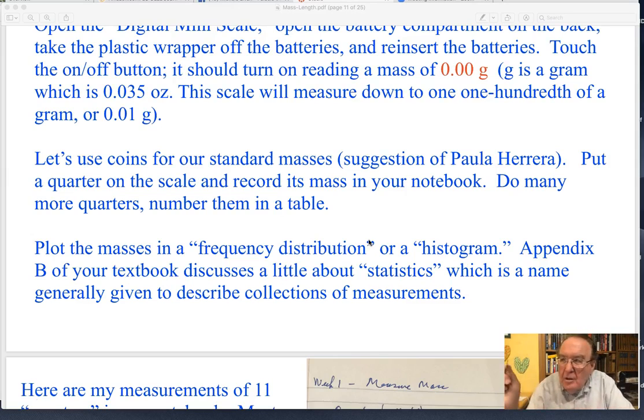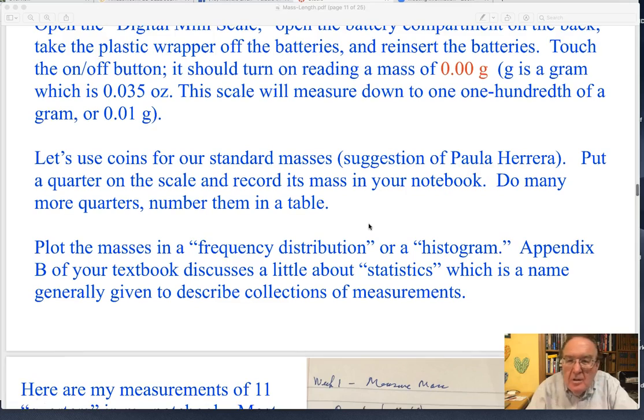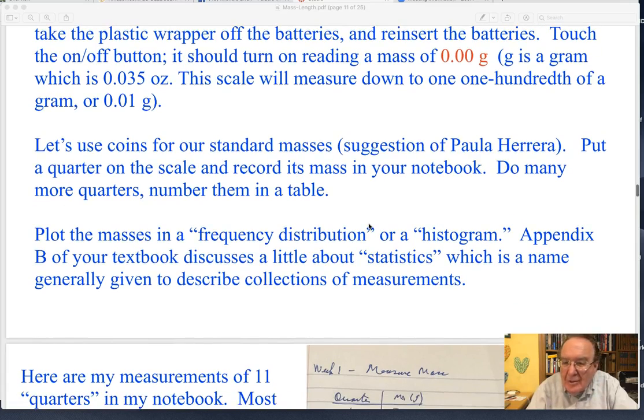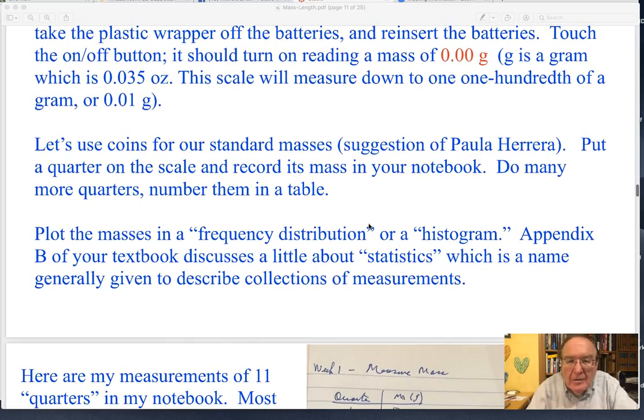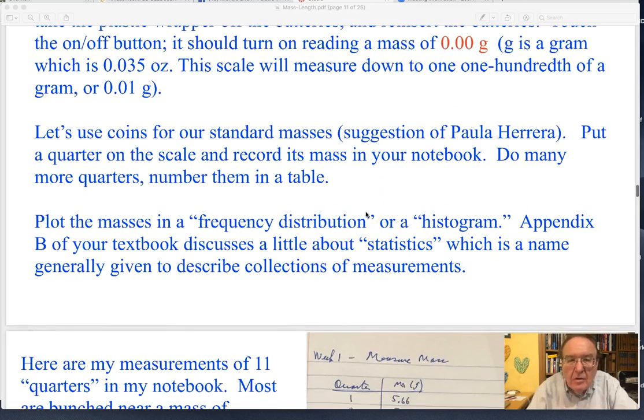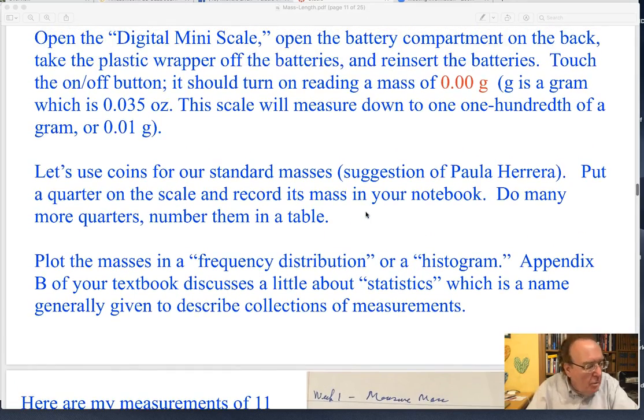An American quarter has silver and copper in it, I guess, and it weighs so much. You can weigh one quarter, and if you have several quarters, weigh them all and put them in a table. So that's what I did. I took 10 quarters, measured them one at a time on this, and recorded the mass of each in grams in a notebook.